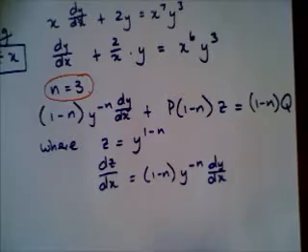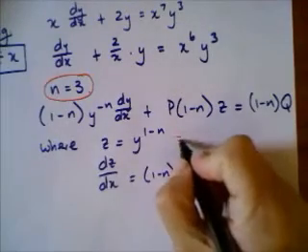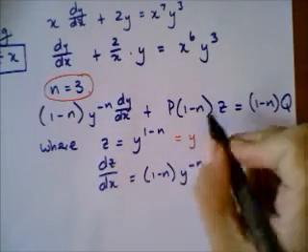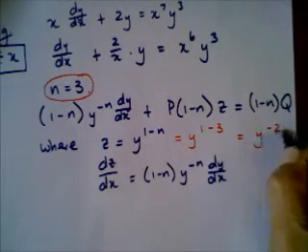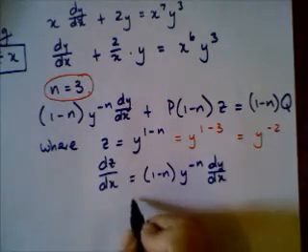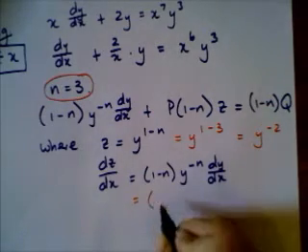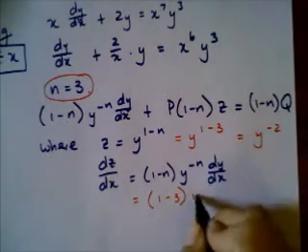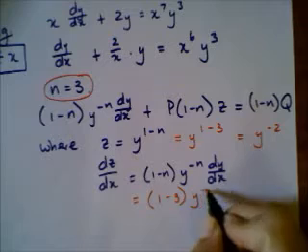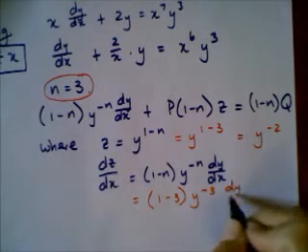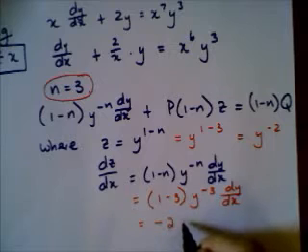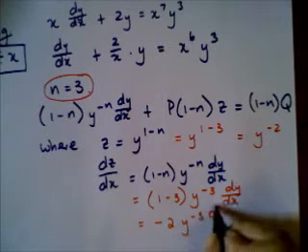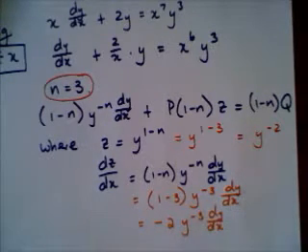Right. So in our example, we have that n is 3, which means that your z value is going to be y to the 1 minus 3, which means it's y to the minus 2. Your derivative is going to be 1 minus 3, y to the minus 3, dy dx, which means it's going to be minus 2, y to the minus 3, dy dx.